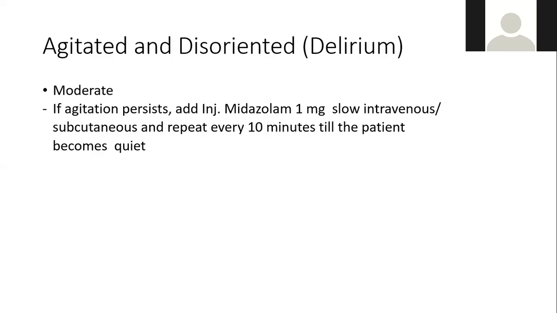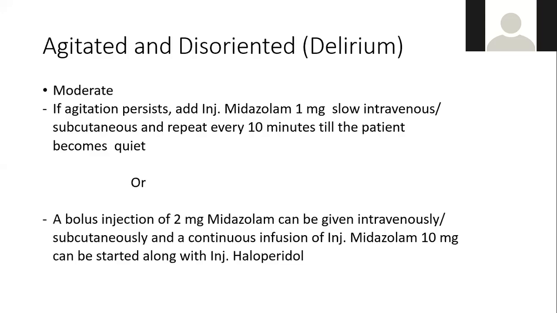Then comes moderate delirium. So if agitation persists, so we have already started injection haloperidol, and if agitation persists, add injection midazolam to this, 1 milligram slow intravenous, subcutaneous, and repeat every 10 minutes till the patient becomes quiet. Or a bolus injection of 2 milligram midazolam can be given intravenously or subcutaneously, and a continuous infusion of injection midazolam 10 milligram can be started along with injection haloperidol. So either injection midazolam 1 milligram slow repeated injections, or a bolus injection can be given and a continuous infusion can be started along with injection haloperidol. So first haloperidol in delirium and then benzodiazepine. So intractable agitation in delirium, it is a common pathway.